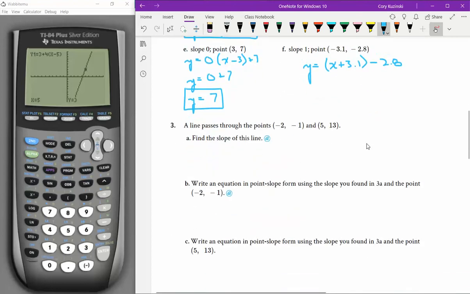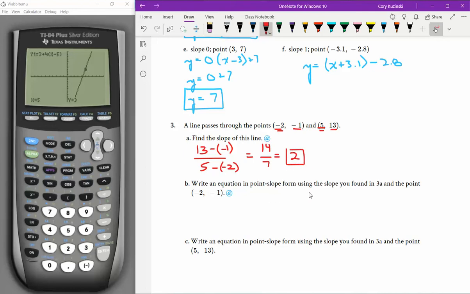A line passes through these 2 points. Find the slope of that line. Okay, let's do change in y. So 13 minus negative 1, or 13 plus 1, same thing. And then we'll do 5 minus negative 2, or 5 plus 2. So that gives us 14 over 7. The slope here is 2.